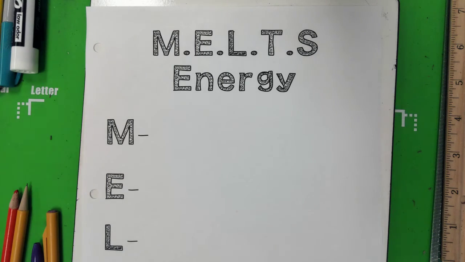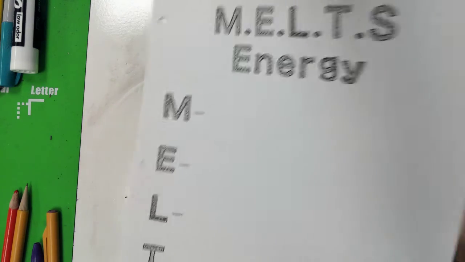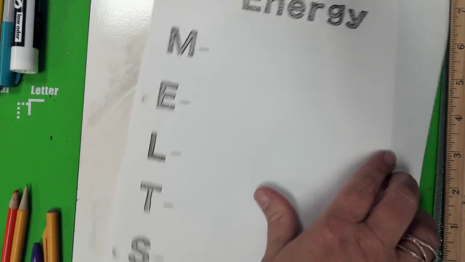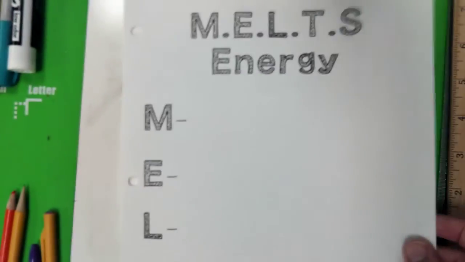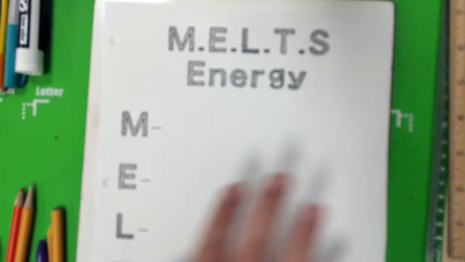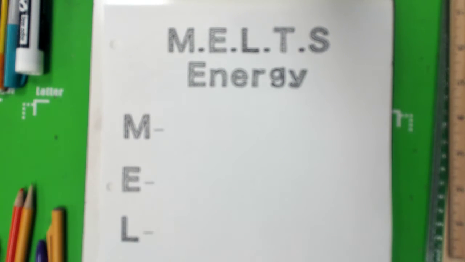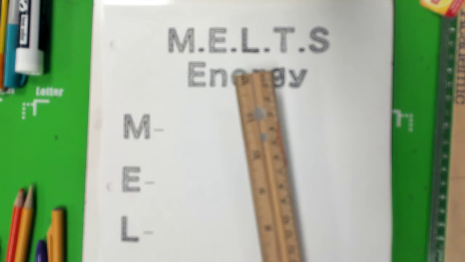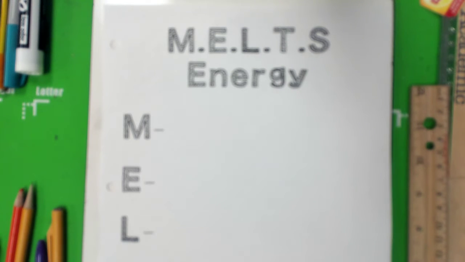So what you're going to do is make sure you get the MELTS energy paper. If you notice, it's 3-hole punched, so that means it's going to go into your science binder. If you don't have this page from the room, please go and get it. You can press pause and you may go and get it.